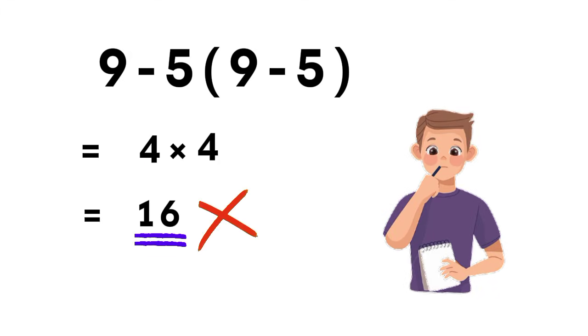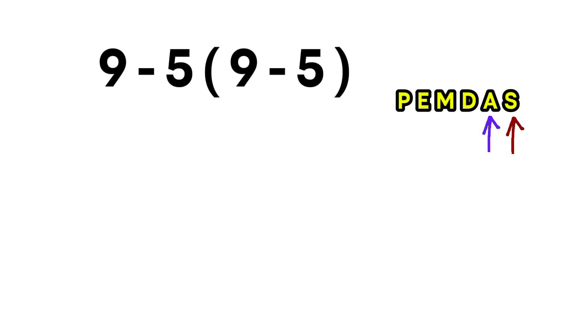Because according to the order of operations, first we handle parenthesis, then exponents, then multiplication or division, and finally addition or subtraction. And remember, multiplication and division share the same priority. Addition and subtraction also share the same priority. And for both, we always work from left to right.